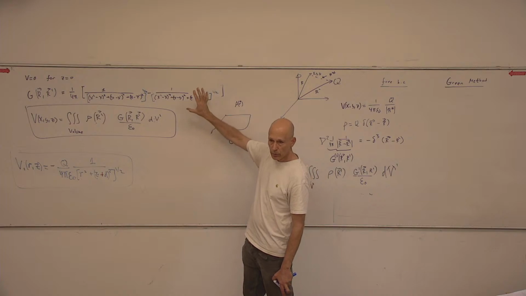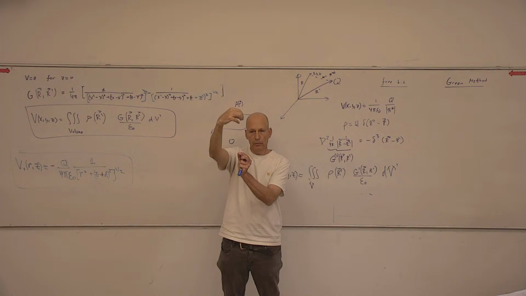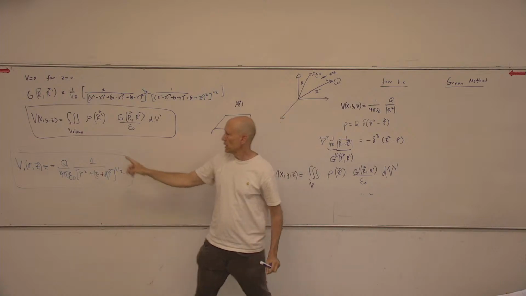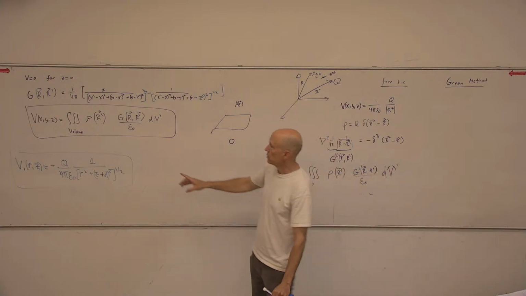So the Laplacian of this guy gives you a delta function, both on top and on bottom. But the one on the bottom, is it important? No. Why is it not important? Because I integrate over rho of r, and this density is 0 down here.